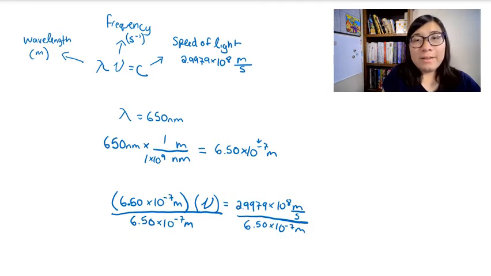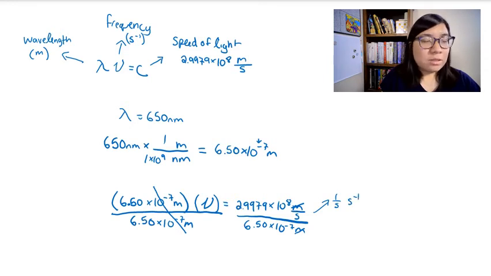Something very important here are the units. If we look at the left side, both of these are going to cancel, so the units and the numbers. But right here on the right, these meters in the numerator are going to cancel with these meters in the denominator, which means we're going to end up with 1 over s, or seconds to the negative 1, so per seconds, which is good because those are the units for frequency. When I put this in the calculator, I get 4.61 times 10 to the 14th power per seconds.